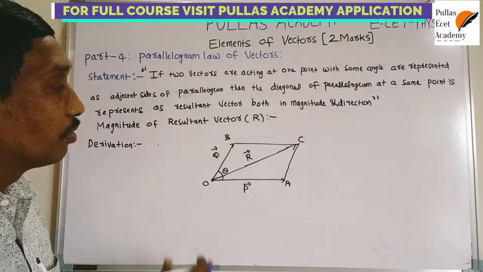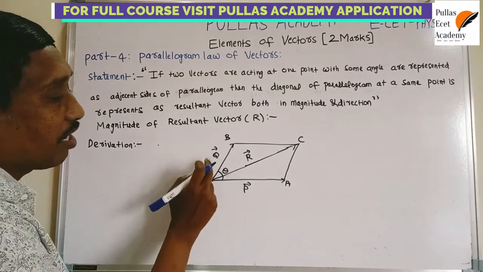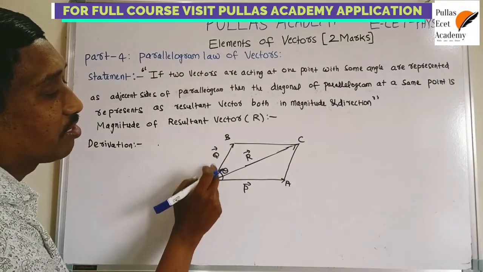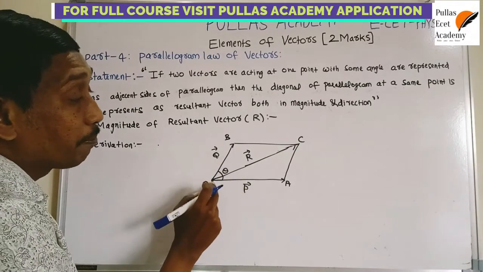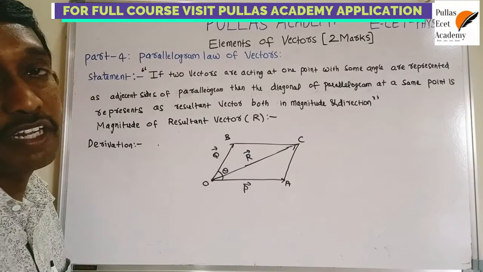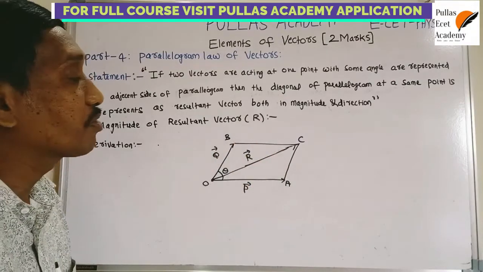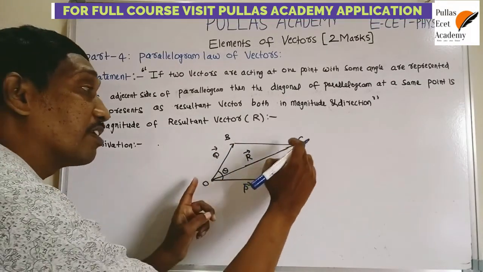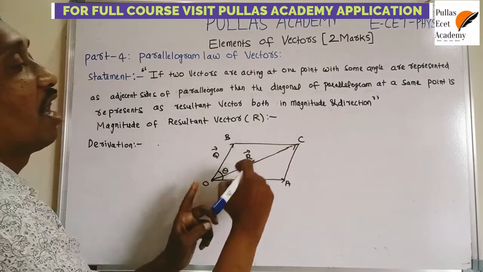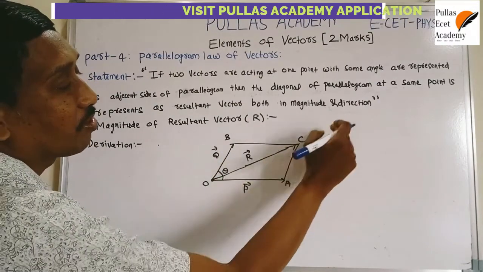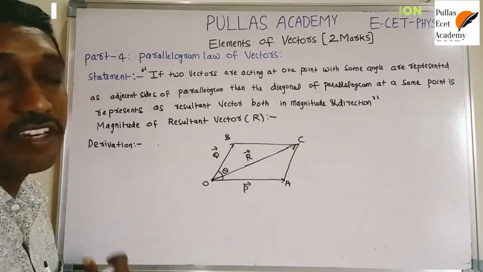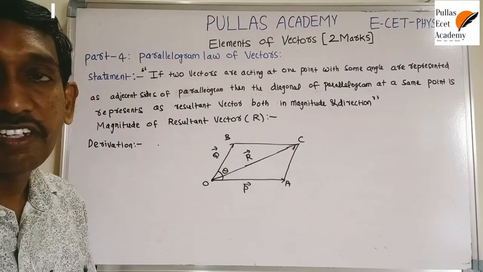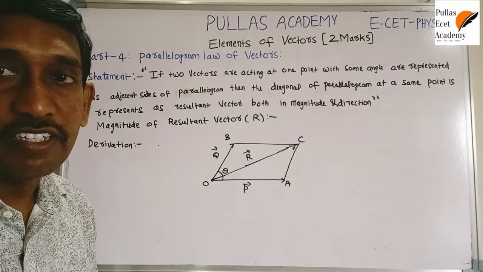In this way we have to understand that two vectors acting at one point with some angle are represented as the adjacent sides of a parallelogram. At the same point, the diagonal of the parallelogram indicates the resultant of these two vectors. Not only the magnitude but also the direction is indicated by this diagonal. Along this OC side, the resultant vector direction acts. This is the statement and its explanation.